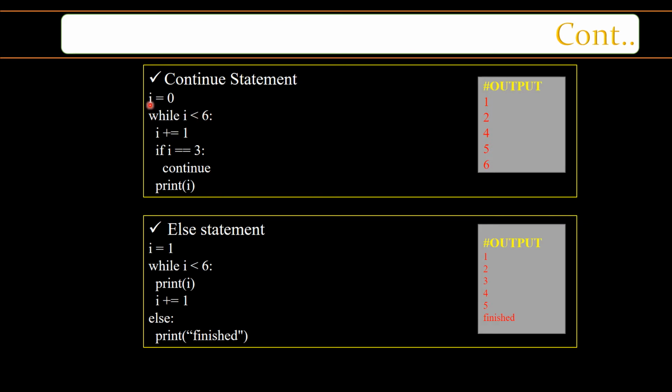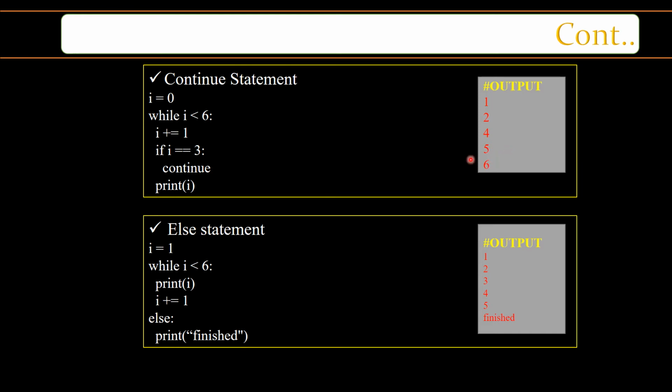loop. Here I have assigned a value i equal to 0. Now 0 is less than 6, so the condition will be true, and now I am going to increment the value. What it will do here is i is 0 plus 1, it is 1, so if i is equal to 3 you are going to continue the loop. Now you are going to print the value of i, it is 1, then again it will be 2, so likewise the values will get printed up to 6.